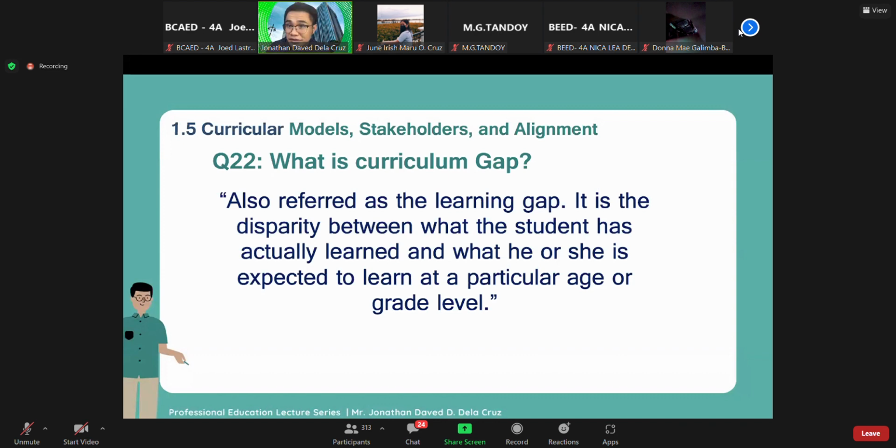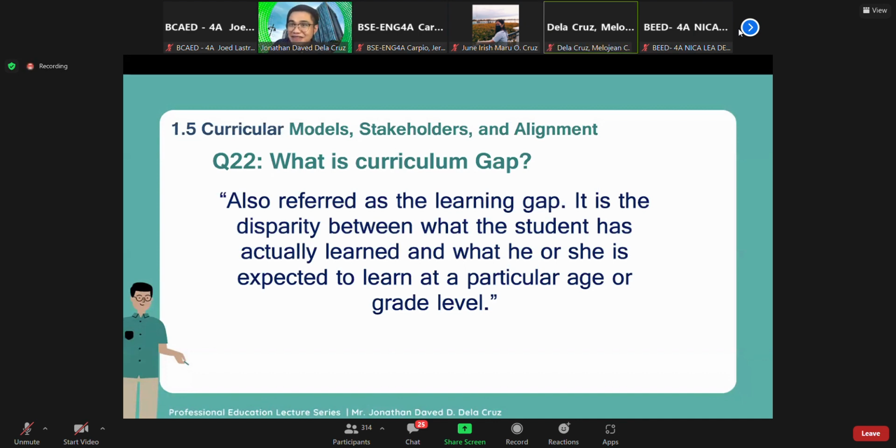Naranasan nyo na ba yung ganito? Habang nagtuturo si teacher, sasabihin ni teacher, oh dapat alam nyo na yan, naturo na dapat yan last year, o dapat alam nyo na to, naturo na to sa ibang subject, dapat mabilis na lang natin to pag-uusapan. Naranasan nyo na ba yon? Naranasan nyo na? Yes po. Dapat alam nyo na kasi dapat naturo na yan sa inyo last year. Okay? Ang tawag doon ay curriculum gap.